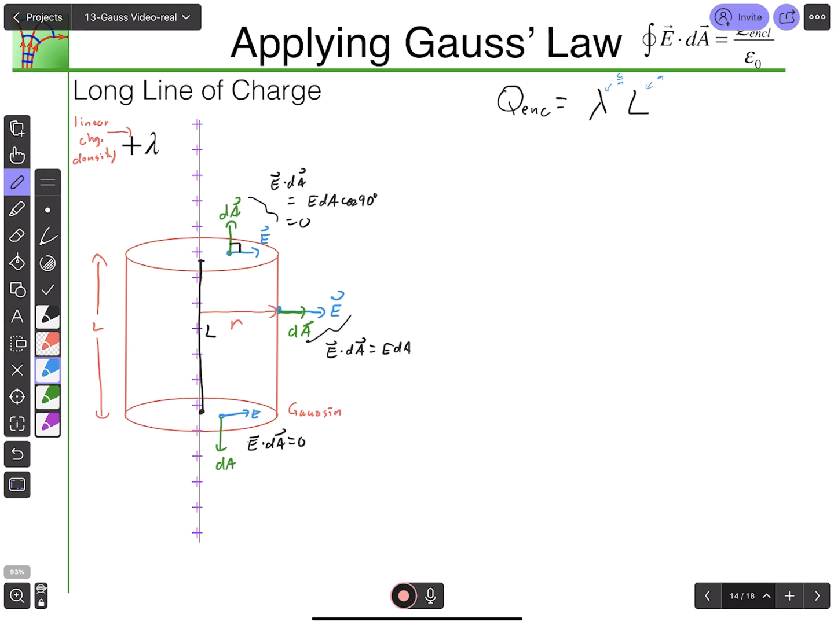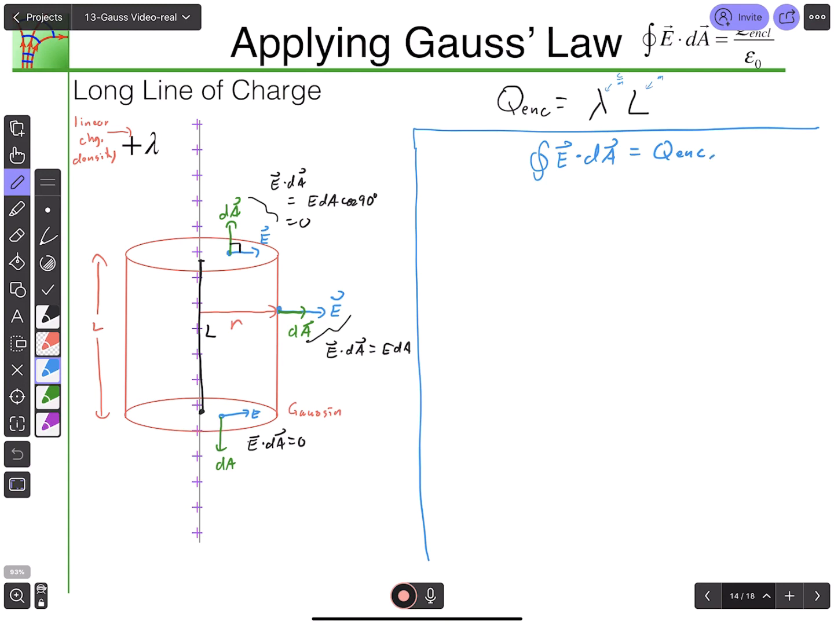So we have Q enclosed, so now we have everything we need to calculate the electric field at any point. Here's how we do it. We start by writing down Gauss's law. So I write down the integral of E dot dA is equal to Q enclosed over epsilon naught. That's Gauss's law. So I'm going to write it down now for the three different areas: the top, the bottom, and the wall, right?